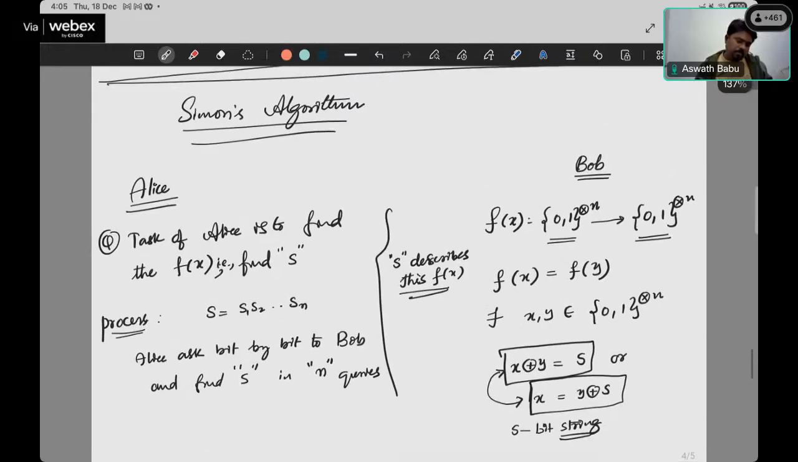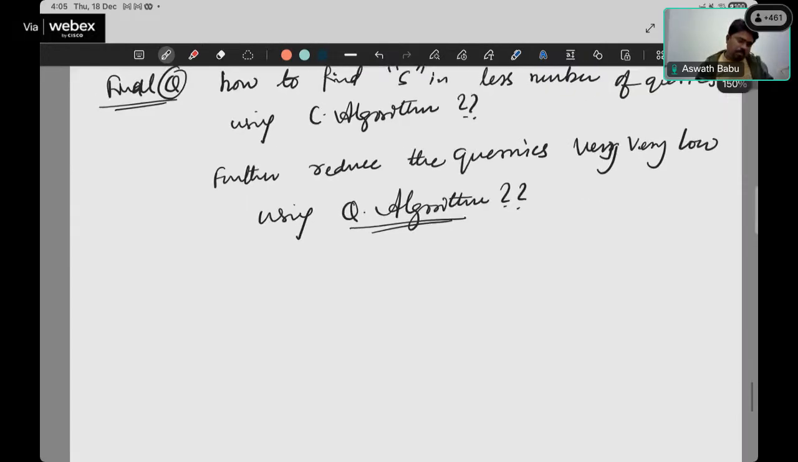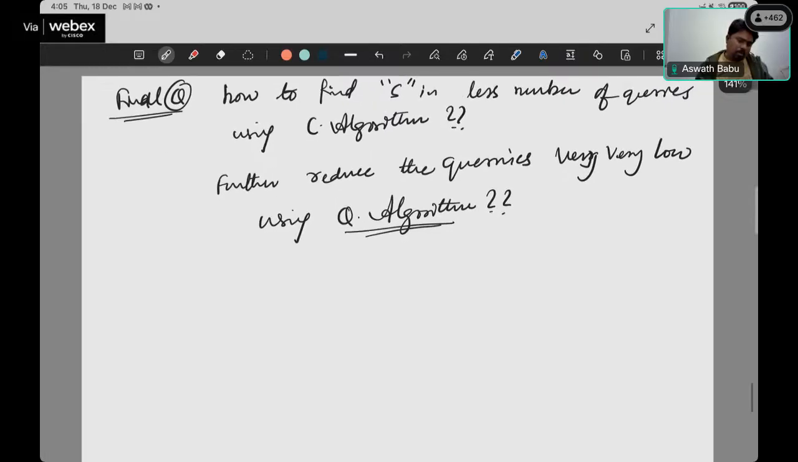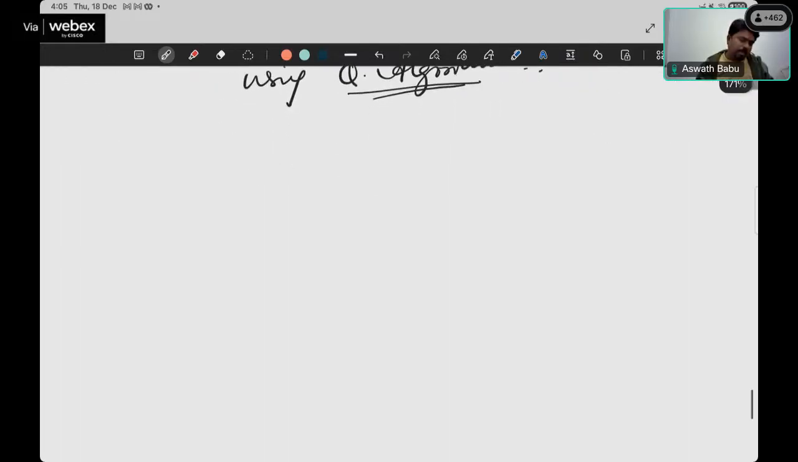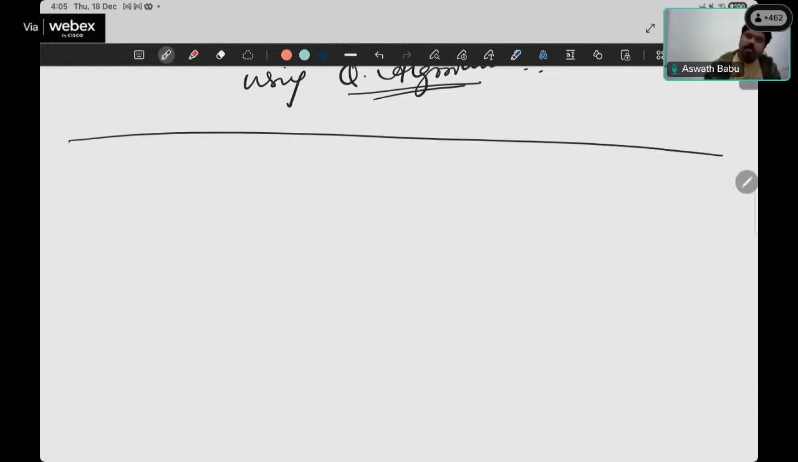Right. So, let me come back to Simon's algorithm and explain it with a specific example. In that way, people understand much better.